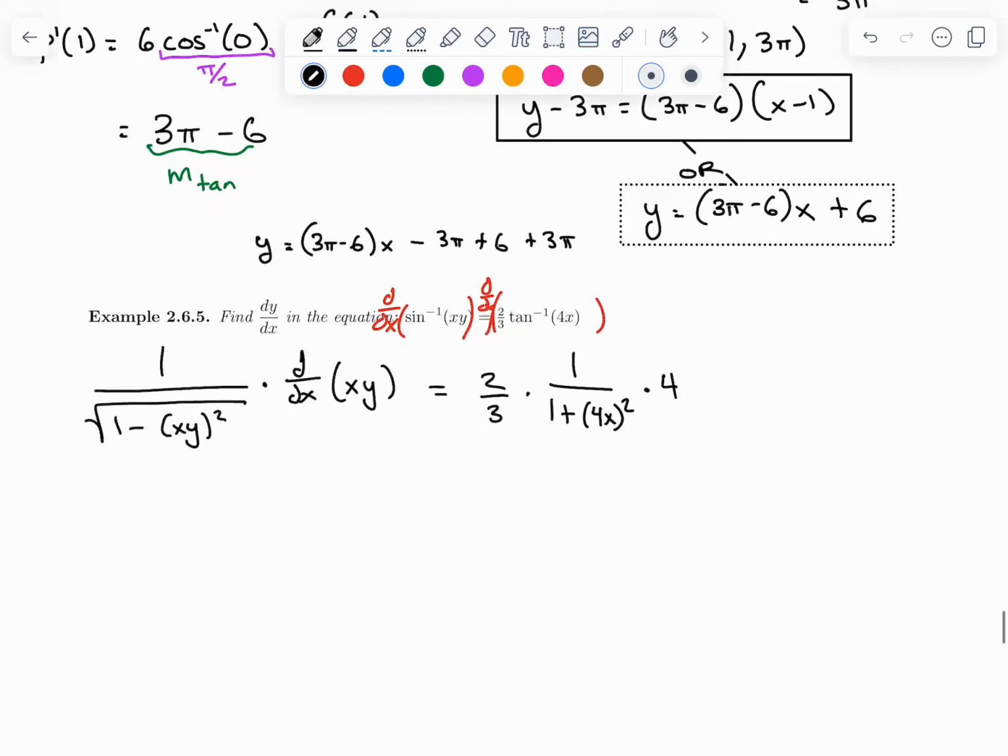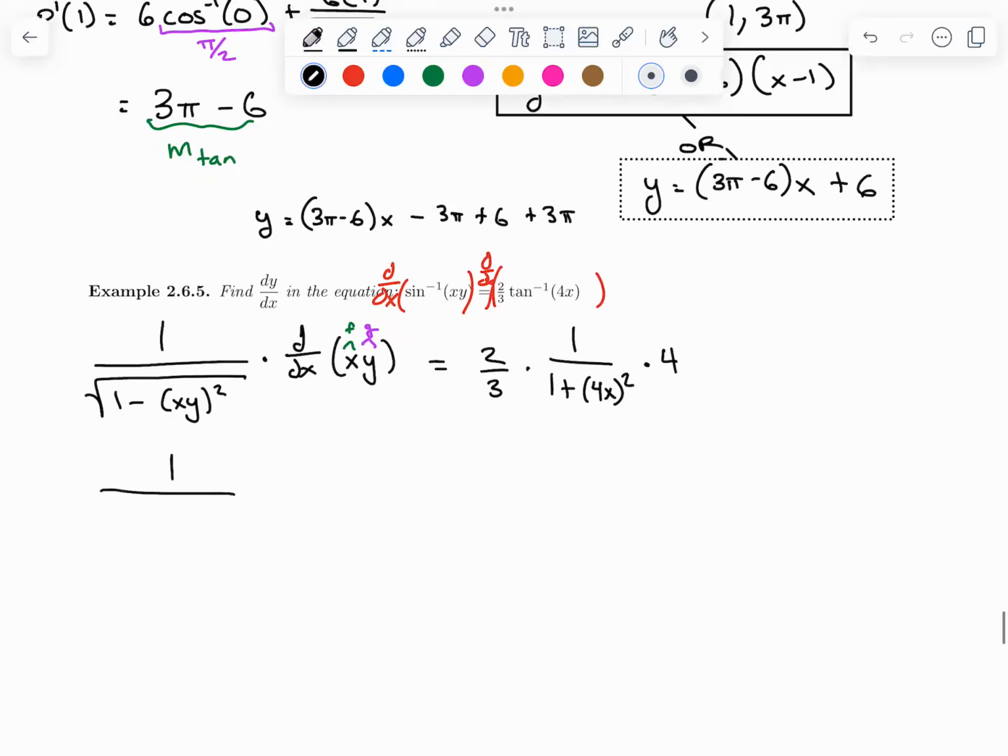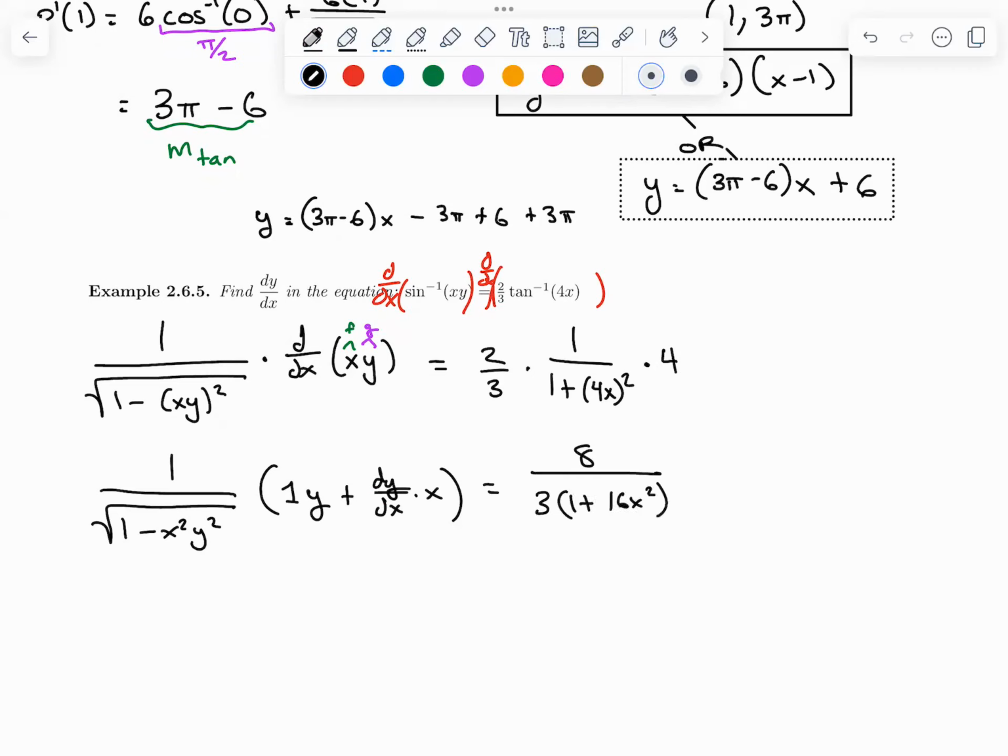So this is f, this is g. So it's going to be 1 over the square root of 1 minus x squared y squared times f prime. So 1 times g y plus g prime. So that's dy dx times f, which is x, equals 8 over 3 times 1 plus 16x squared.